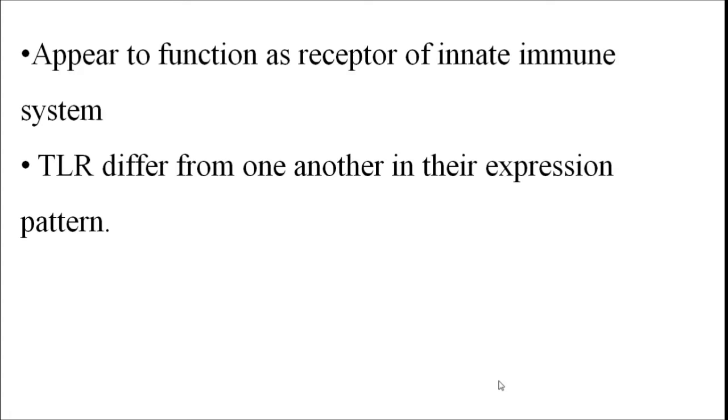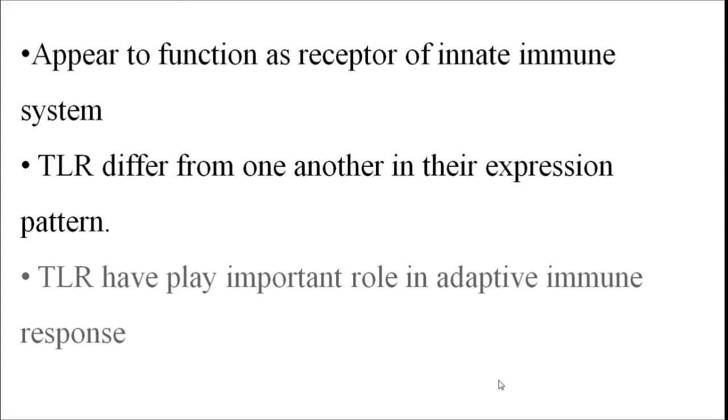Although different numbers of TLRs are present, they differ from one another in their expression pattern. In addition to serving as receptors of the innate immune system, these toll-like receptors play an important role in the development of adaptive immune responses.